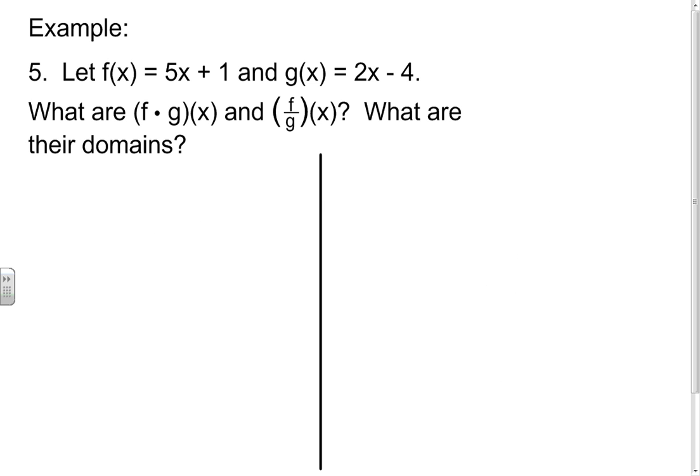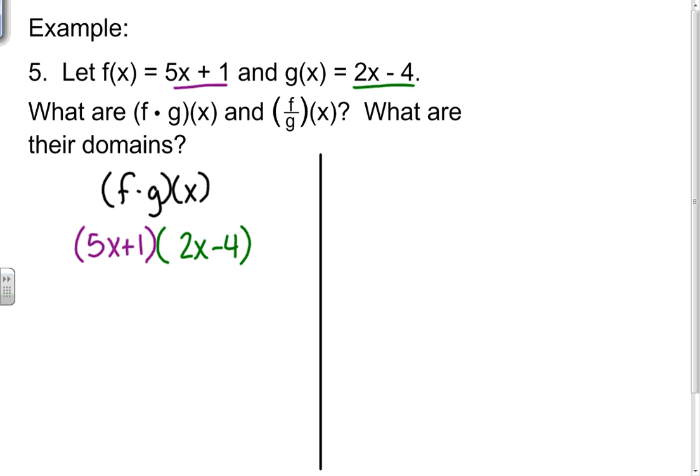We're going to move on to multiplication and division. If you take a look at number 5, here's the f function, 5x plus 1. Here's the g function, 2x minus 4. The first thing they want me to do is f times g of x. That means 5x plus 1 times 2x minus 4. This is a binomial times a binomial, which requires us to FOIL.